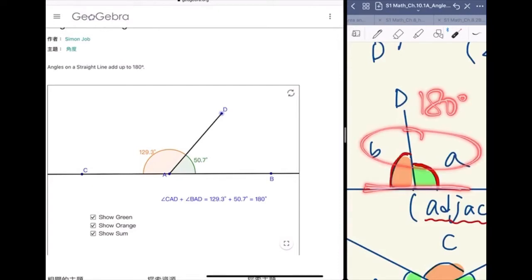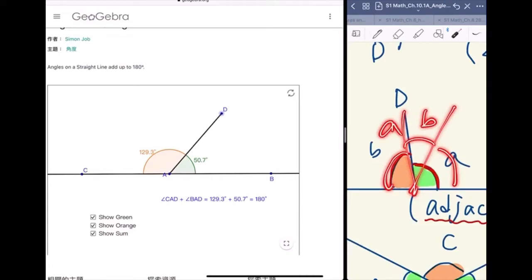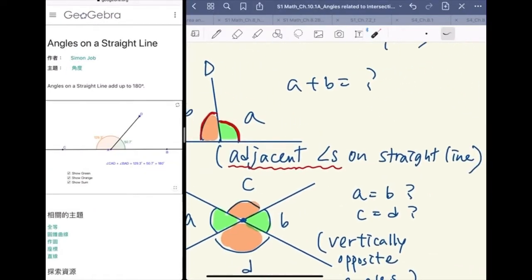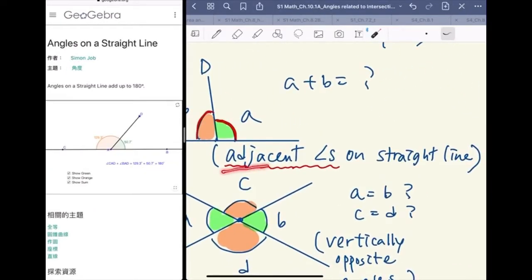Add these two together. If I have three, 1, 2, 3, add these three angles together, also equal to 180 because they are on a straight line. For this, we will call it adjacent angles on a straight line.